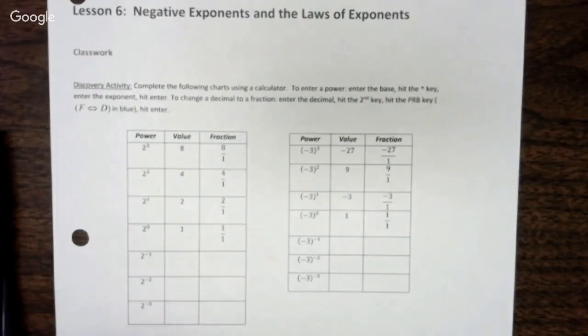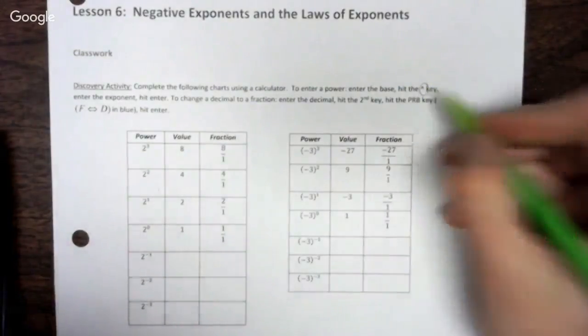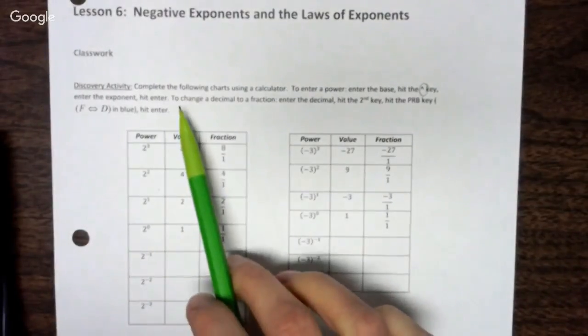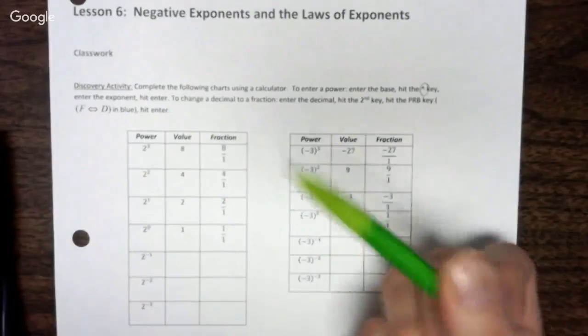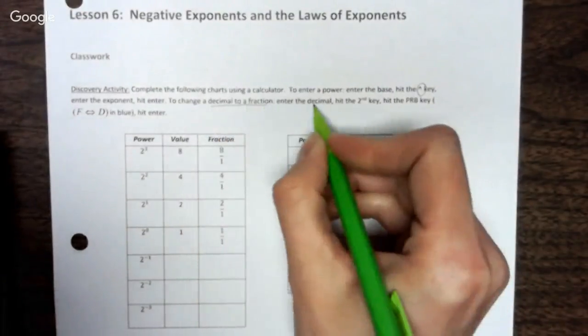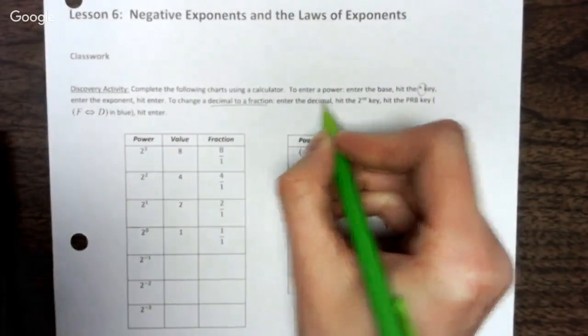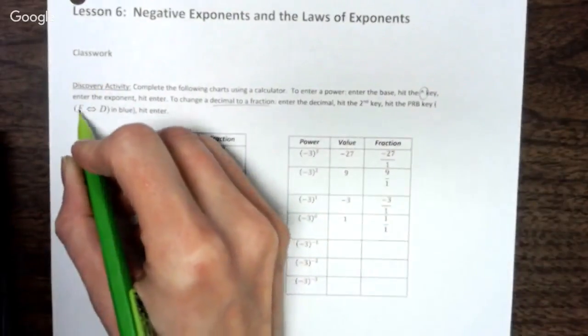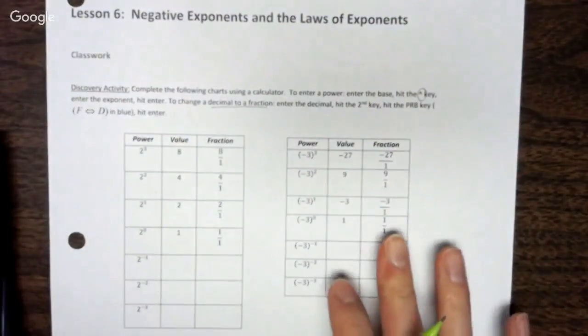It says complete the following charts using your calculator. To enter a power, remember you're going to hit that little caret symbol right here. That's for the exponent, and then you're going to hit enter. And then to change a decimal to a fraction, you're going to enter the decimal, hit the second key, hit the PRB key, which is fraction to decimal in blue, and then hit enter. I'm going to take you through a couple of these just so that you know what you're doing with the calculator, and then you can try it on your own.